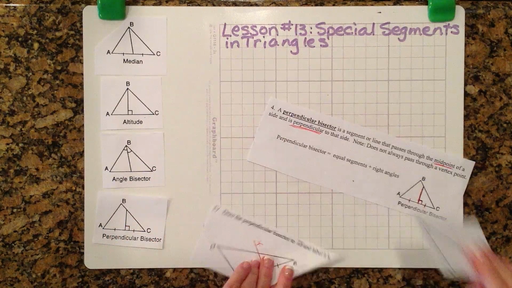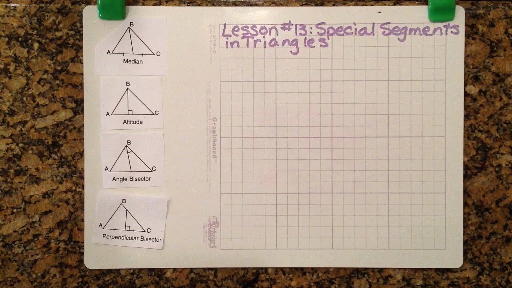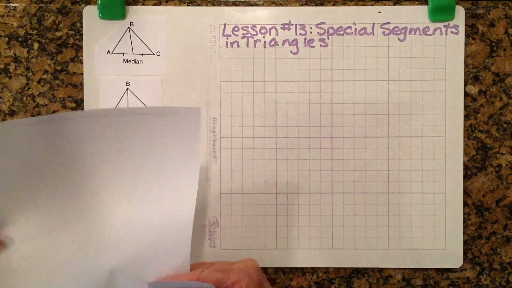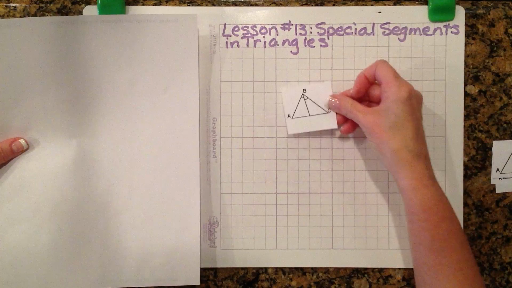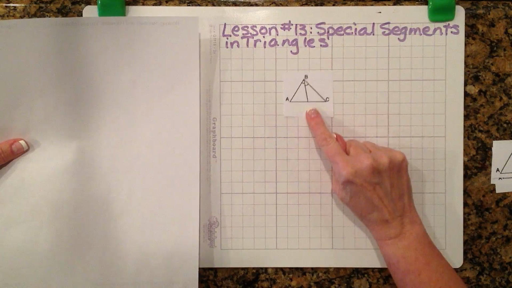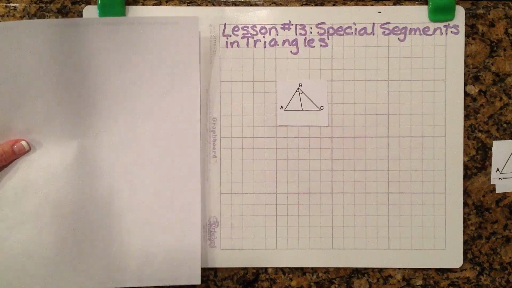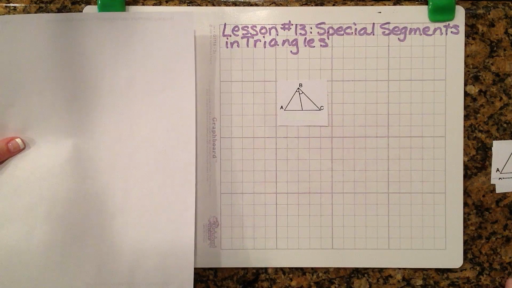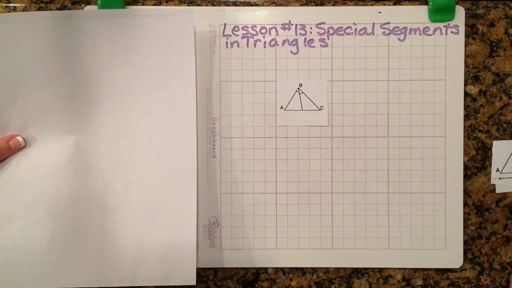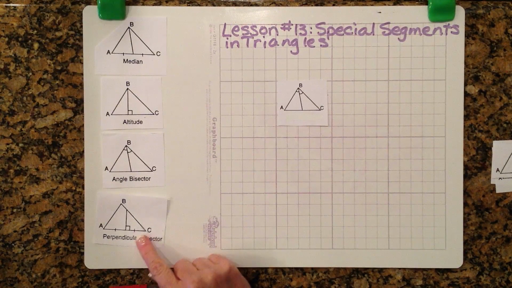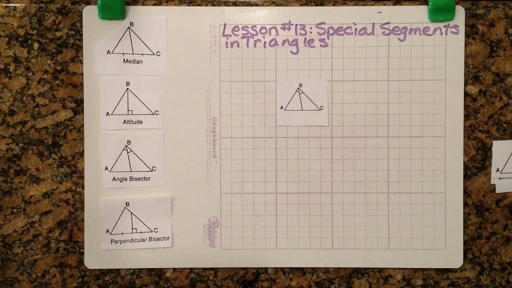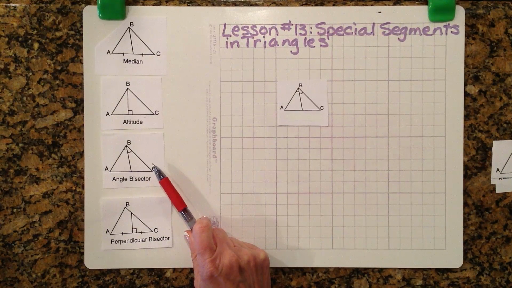Okay, now I want to do one more thing before we finish. What I'm going to do is cover this up and we're going to have a little quiz. Okay, so here's number one. Out of all of our four special segments, tell me which one that one is. Okay, think about that. If you need to stop the video, do that. Okay, which one is that? Which picture does it match? That's going to be angle bisector.